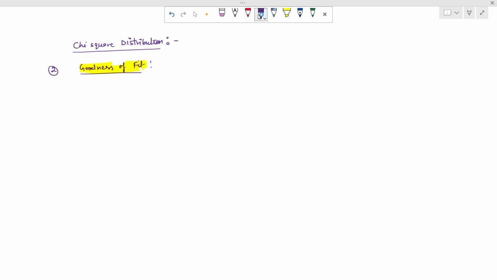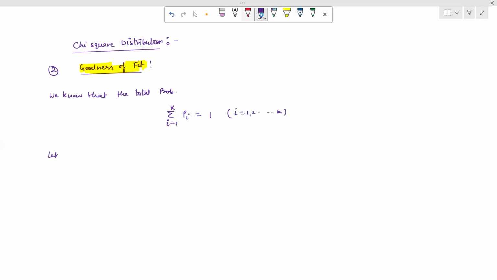So for goodness of fit, we know that the total probability, that means we are using summation of i equal to 1 to k of pi, which is equal to 1. So here we take i is equal to 1, 2, 3 to k.